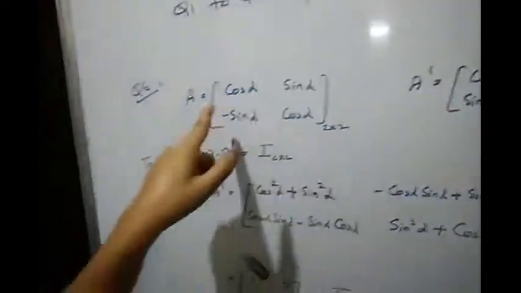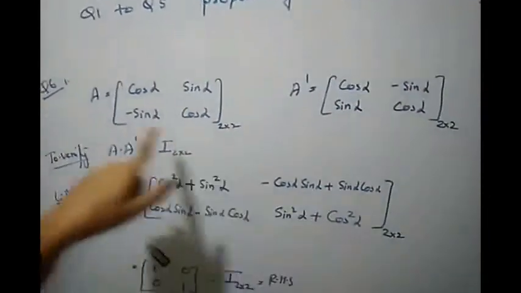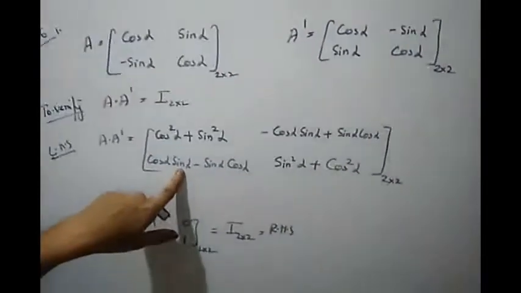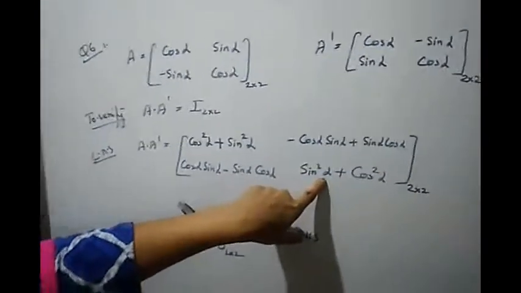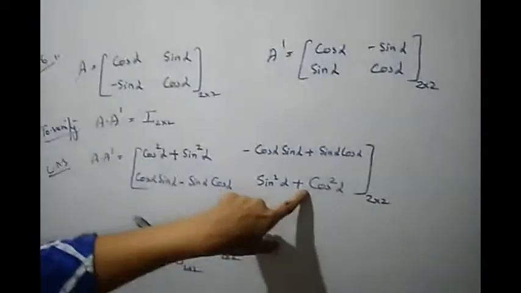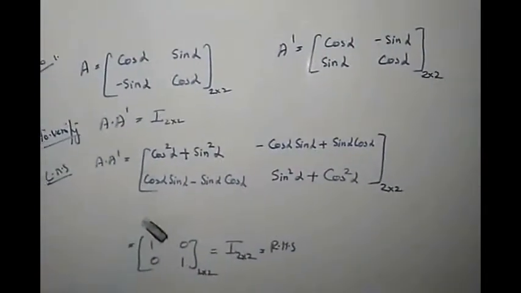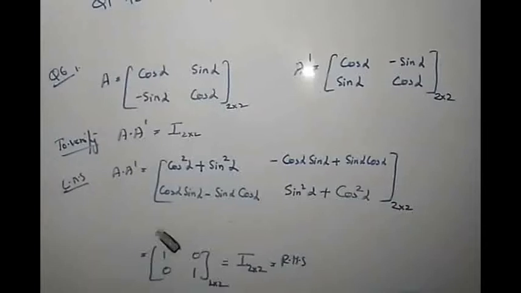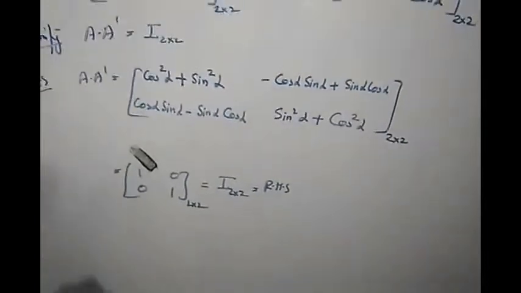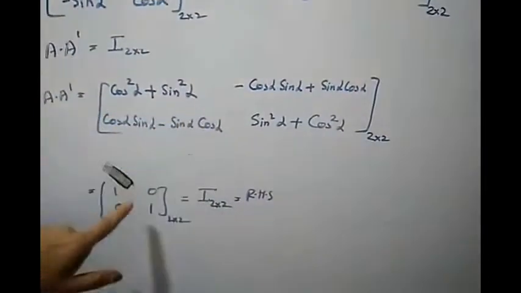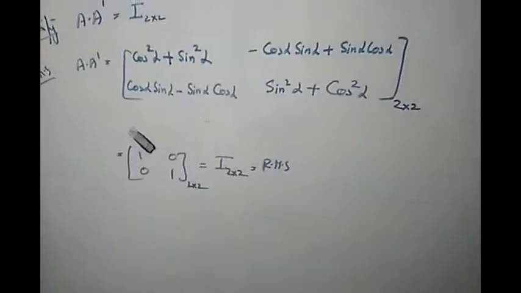Now multiplying, first row, first column will be the first entry. First row, second column will be the second entry. Second row, first column will be the first entry for the second row, and second row, second column will be the entry for the second row, second element. Now you know that cos square alpha plus sin square alpha is 1, and minus cos alpha sin alpha plus sin alpha cos alpha is 0. Similarly, the other two elements.